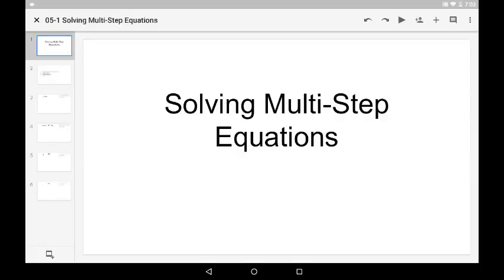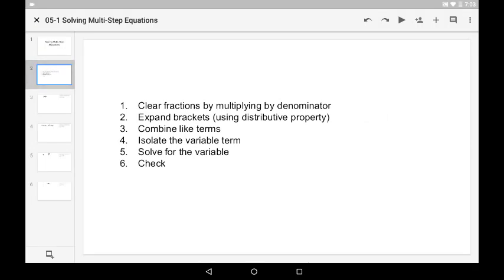Today we're going to talk about how to solve multi-step equations. So these have at least 2 steps in them. Here are the steps that you need to follow when you're solving multi-step equations.